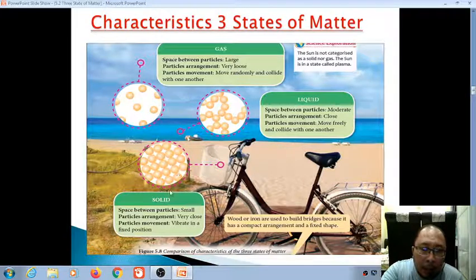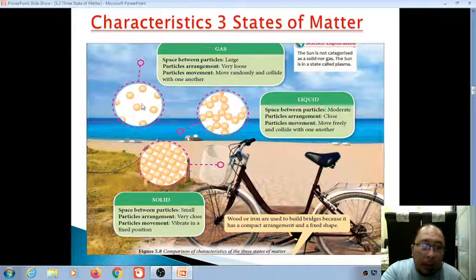Okay. So now we look into solid. The arrangement of particles in a solid is like this. So we can see that every particle is arranged closely to each other. And this will make the space between particles small, and the movement can only be vibrate and rotate.